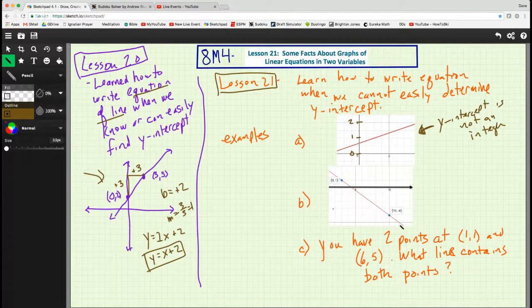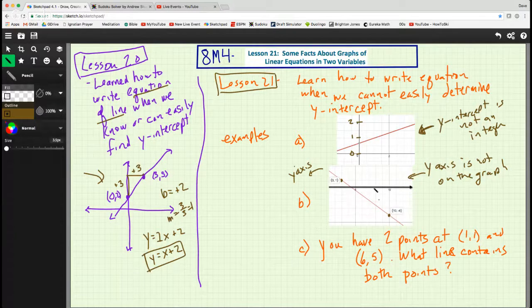Here's an example where we have 2 points at (3, 1) and (10, -4), and we have this line, but the y-axis is not on the graph. And if the y-axis is not on the graph, then we cannot very easily find the y-intercept.